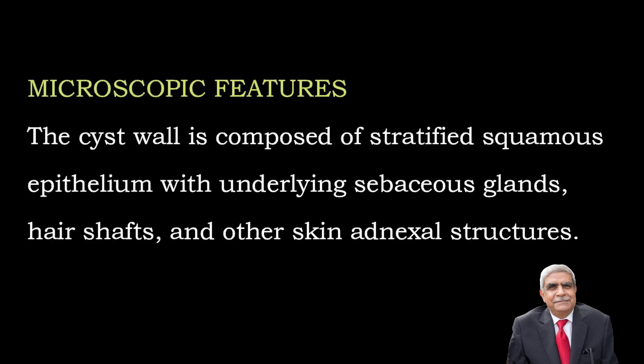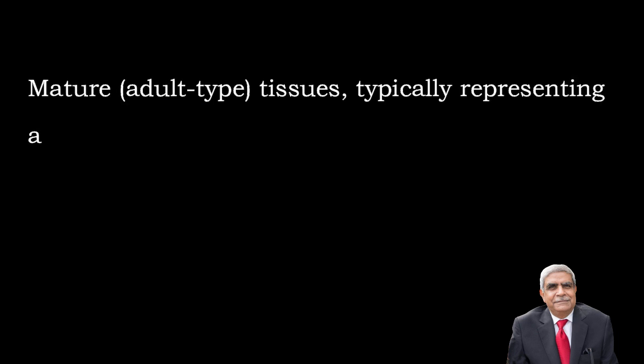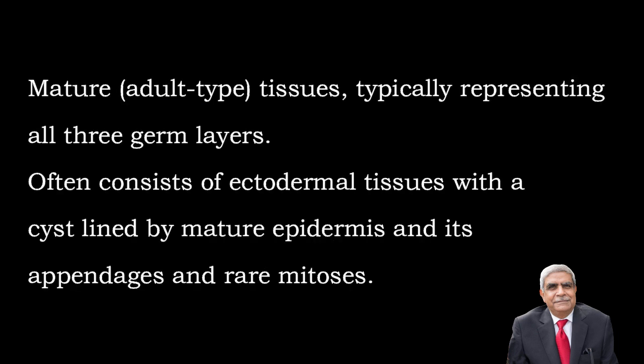Microscopic features. The cyst wall is composed of stratified squamous epithelium with underlying sebaceous glands, hair shafts, and other skin adnexal structures. Mature types of tissues, representing all three germinal layers, are present. Often they consist of ectodermal tissue with a cyst lined by mature epidermis and its appendages, and one can find rare mitosis.